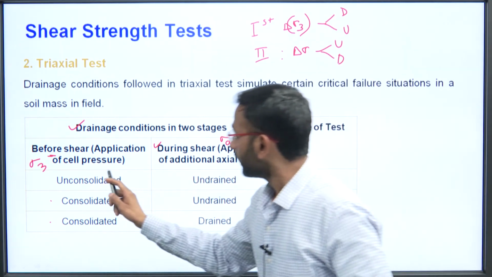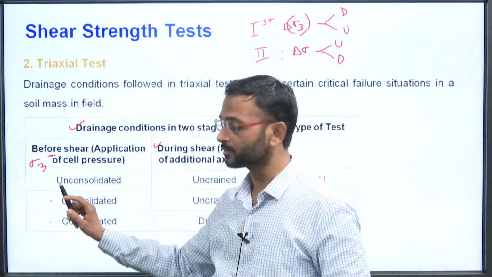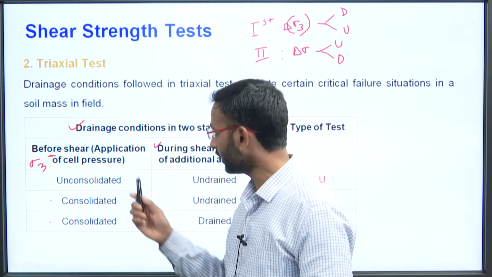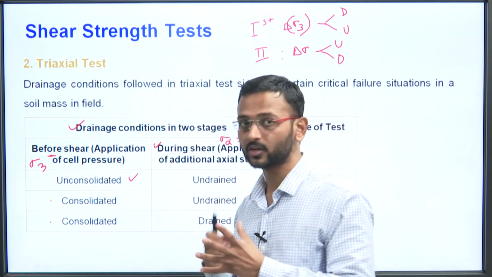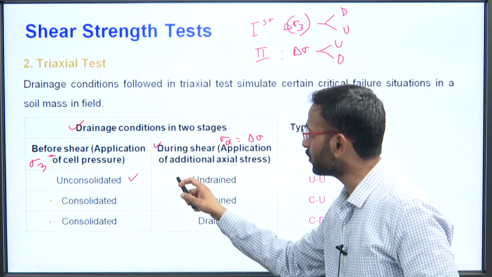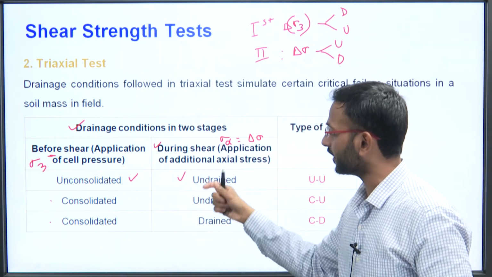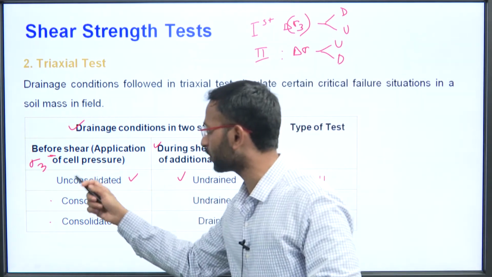अच्छा, लेट्स से फर्स्ट केस हम लेते हैं यहाँ पे. अगर हमने पहली स्टेज में पानी को अलाउ नहीं होने दिया, ओके, then what happens? This is unconsolidated, soil will remain unconsolidated. ओके, अगर हमने दूसरी स्टेज में भी क्या किया? पानी को अलाउ नहीं किया, देन क्या होगा? This is called as undrained. Alright, I will explain how it is unconsolidated.